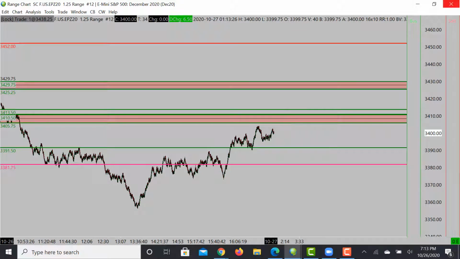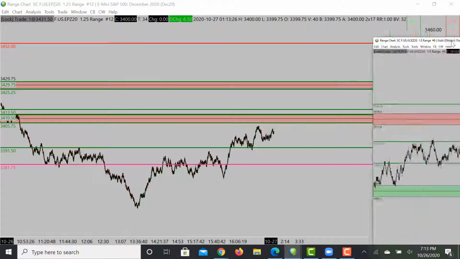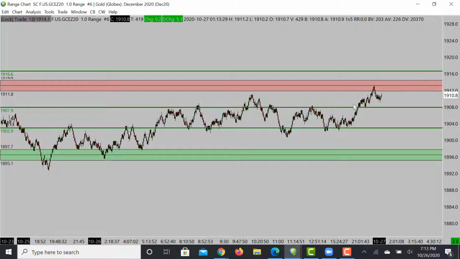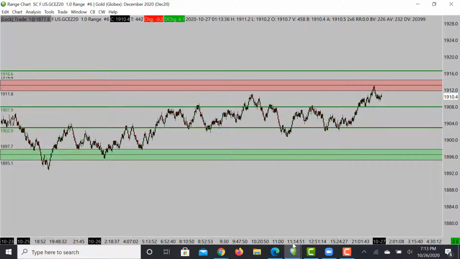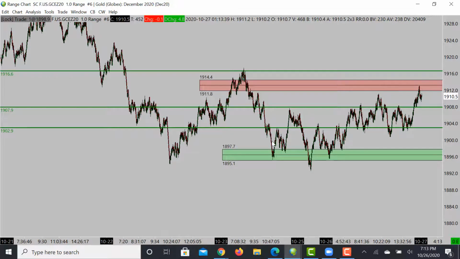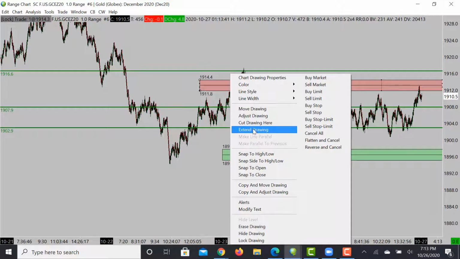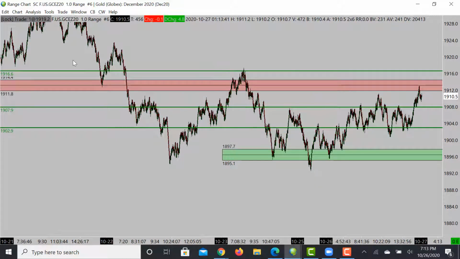Now let's take a look at gold here real quickly for you guys. Let me pull over that chart here. Gold, we have, again, kind of similar to S&P. We are looking for this market to pull right into this area. Let's extend this out for a second. We are looking for the market to pull into the top side of right around these 1914s.